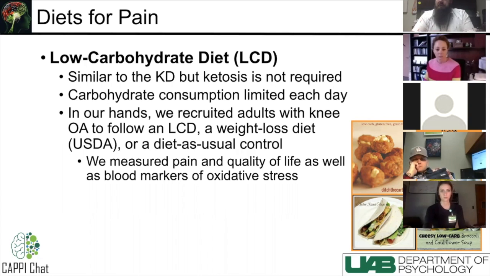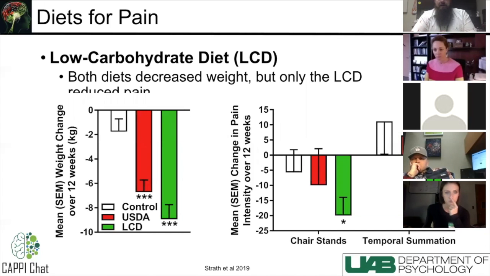And so essentially, you're just limiting the consumption of carbohydrates, the sugars, and processed sugars. We did a study looking at low carbohydrate diets. We recruited adults with knee osteoarthritis, and they were asked to either follow our low carb diet, a weight loss diet that was similar to the USDA diet, or to just eat normal for 12 weeks. During that period, we measured pain, we measured quality of life, blood markers, all that sort of thing. And some of the takeaways were here.